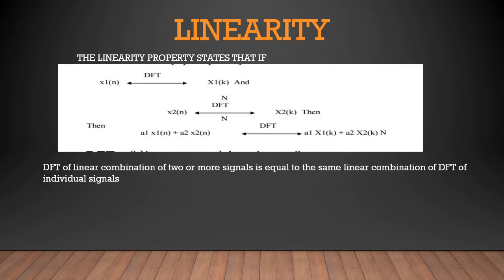Now we discuss linearity. The linearity property states that if x1 of n is DFT x1 of k and x2 of n is DFT x2 of k, then a1 x1 of n plus a2 x2 of n is DFT a1 X1 of k plus a2 X2 of k. The DFT of a linear combination of two or more signals is equal to the same linear combination of the DFTs of the individual signals.